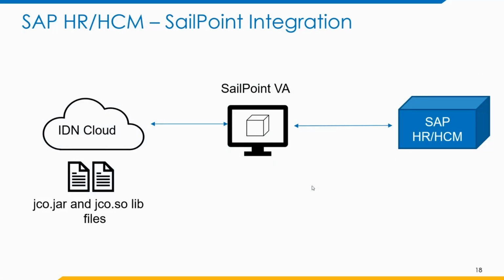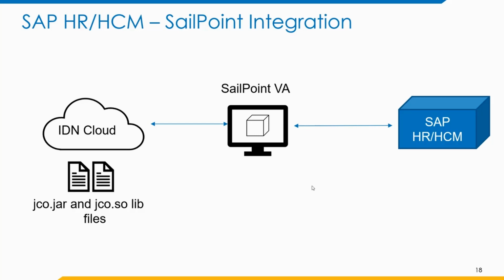So this is a high-level architecture where we are integrating the SAP HR system to Identity Now Cloud, that is SailPoint Identity Now Cloud. Here the SailPoint VA plays a prominent role. We are not communicating directly from SailPoint Identity Now Cloud to the SAP HR system. We have a medium called the SailPoint Virtual Appliance, where the entire communication to the end target system, that is the SAP HR system that we are integrating here, flows through the SailPoint Virtual Appliance.